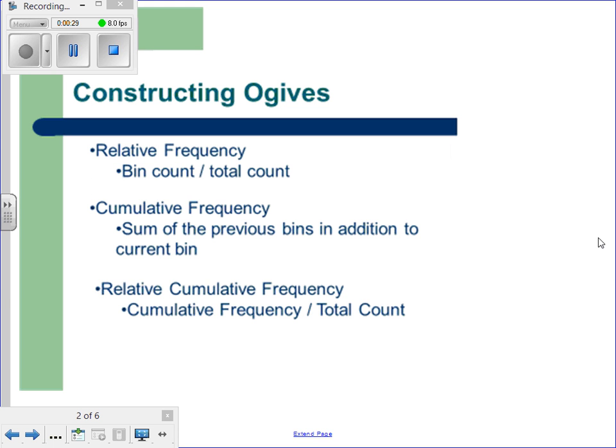So to create an ogive, some of the terms that'll get thrown around: relative frequency, which is really just a big way of saying a percent, right? So it's bin count divided by total count. Cumulative frequency, right? This just means you're going to add up frequencies. And then finally you put it all together: relative cumulative frequencies. This is just adding up the percentages as you go.